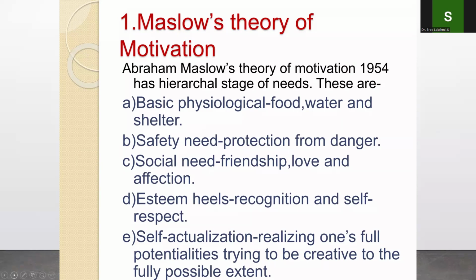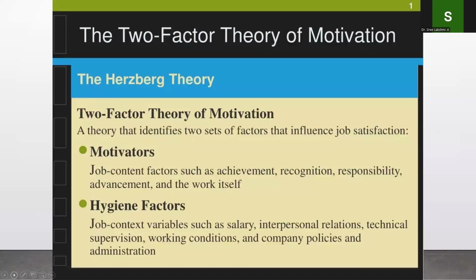Let's move on to the next theory of motivation, which is referred to as the two-factor theory of motivation, proposed by Herzberg. Let's discuss this theory in detail. The two-factor theory of motivation is a theory that identifies two sets of factors that influence job satisfaction.